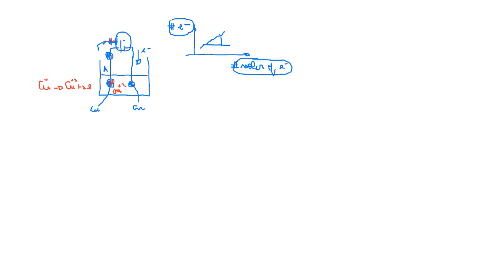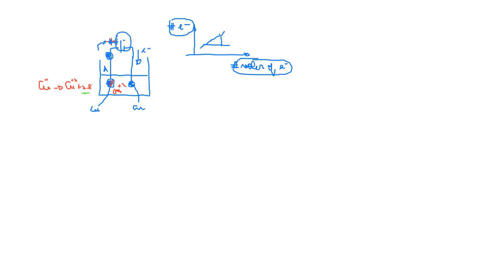Let's start with the number of moles of electrons. That is easy. How do we calculate the number of moles of electrons? From the number of moles of the metal dissolved. Each mole of copper that is dissolved provides 2 moles of electrons right here.